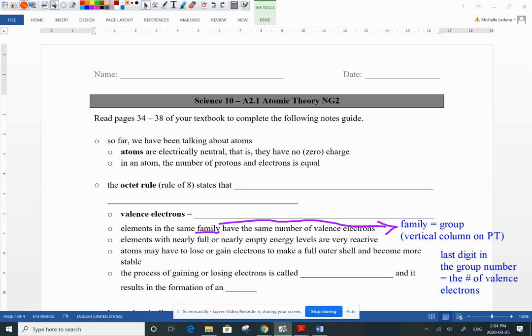Every element in the same family or the same group, the vertical, the up and down columns on the periodic table: when you look at the last digit in the group number, that tells you the number of valence electrons, those electrons in the outer energy level.